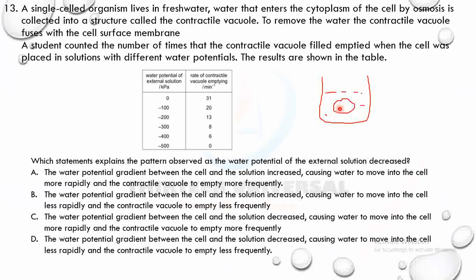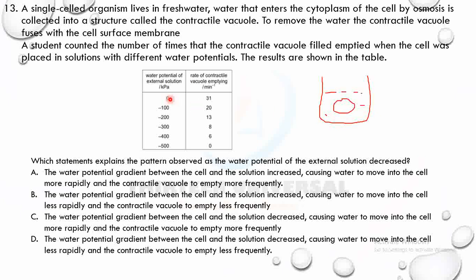Now, the rate at which water moves into the cell when it is 0 is high. That is why the rate of contractile vacuole emptying is high. It has to continue to remove the excess water, because if it does not, the cell will swell up and burst.